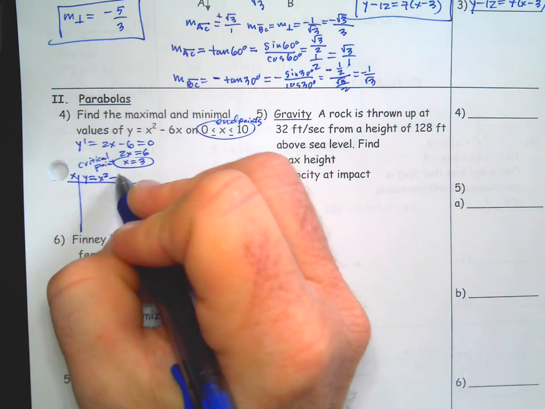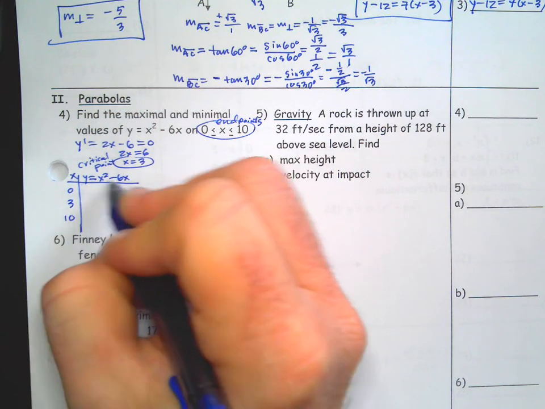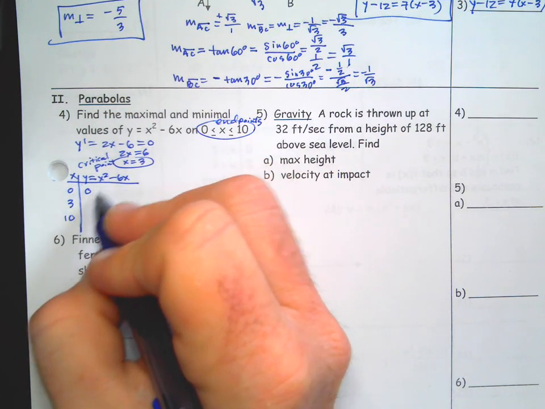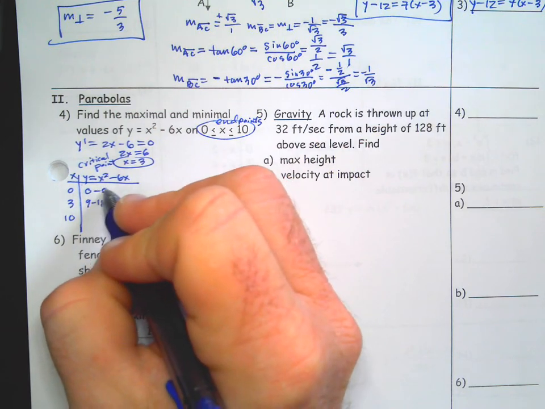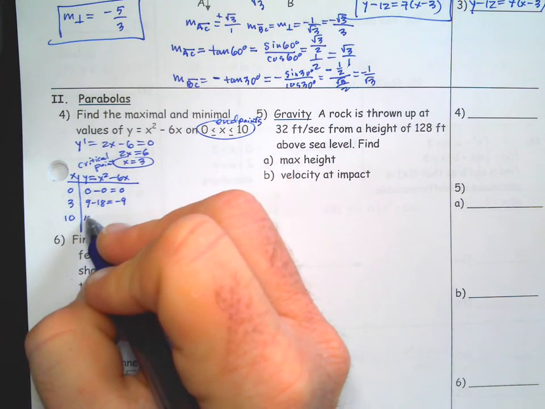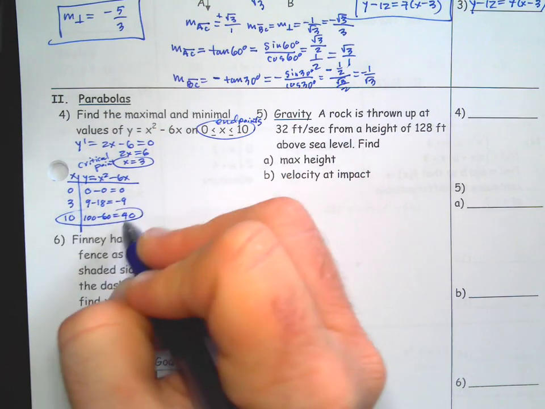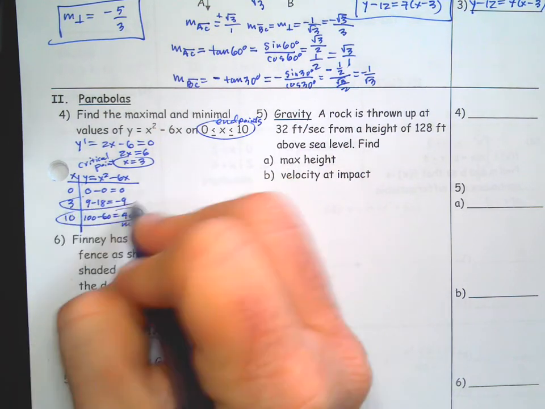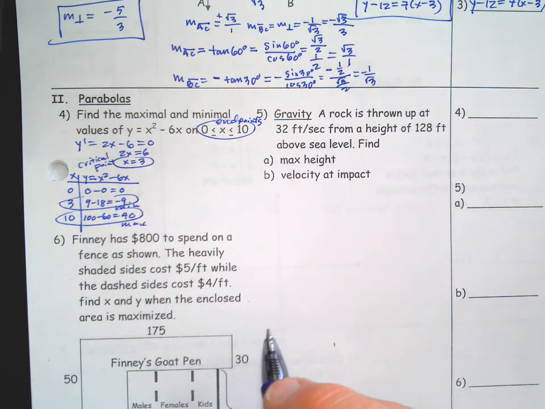We're trying to find the max and min of the original function. So 0, 3, and 10. If you plug 0 in here, you get 0. You plug 3 in, you get 9 minus 18, which is negative 9. Plug 10 in, you get 100 minus 60, which is 40. So here's your max, here's your min. I've been asking you to write your answers in a very specific way.